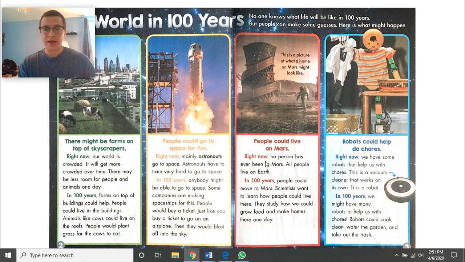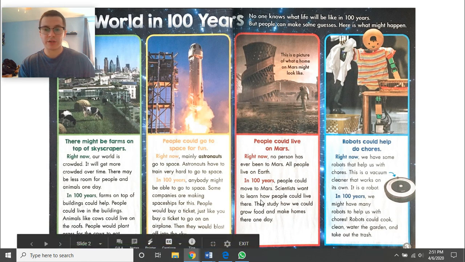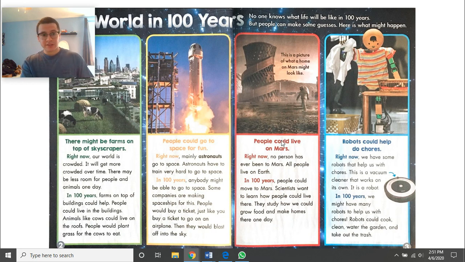Right? Right now, no person has ever been to Mars. All people live on Earth. In 100 years, people could move to Mars. Scientists want to learn how people could live there. They study how we could grow food and make homes there one day. All right, so in 100 years, people could go to space for fun and they could visit their friends who might live on Mars. So, those are ways that the world might change in 100 years.